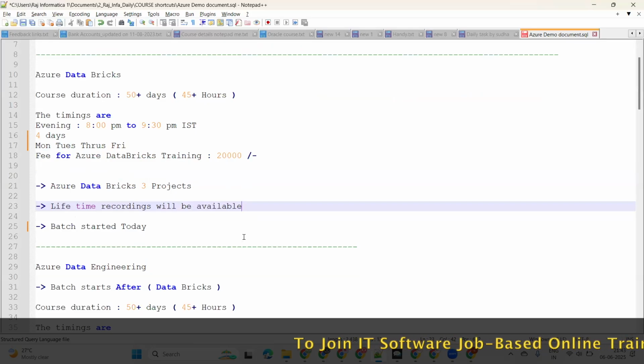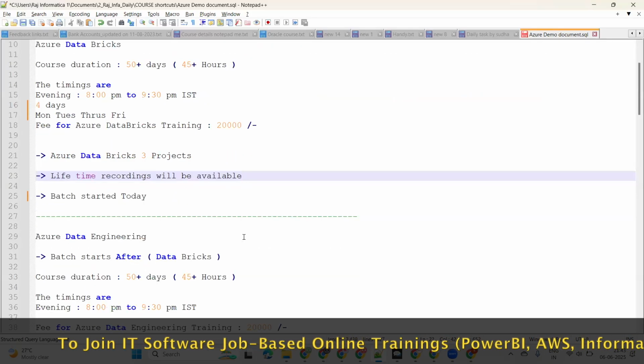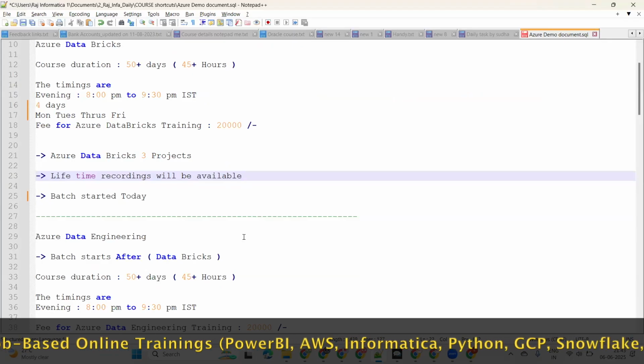The batch started today already. This is the first session. The next session will be on Monday.